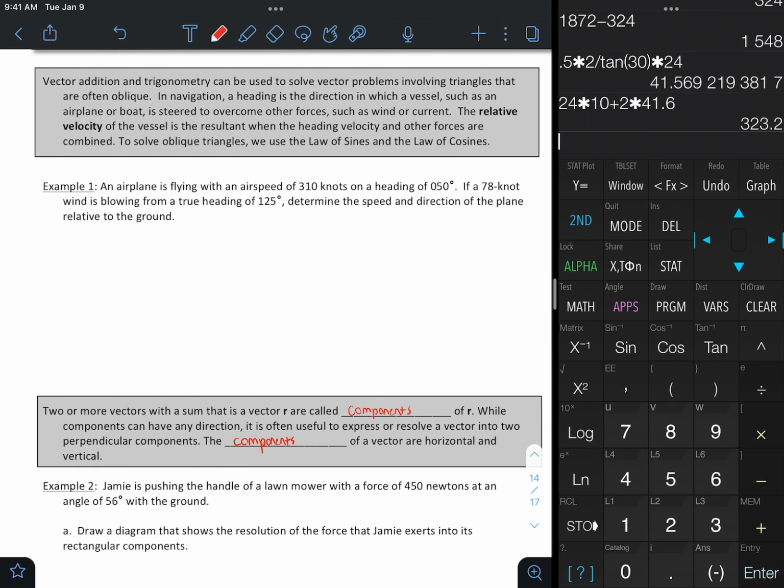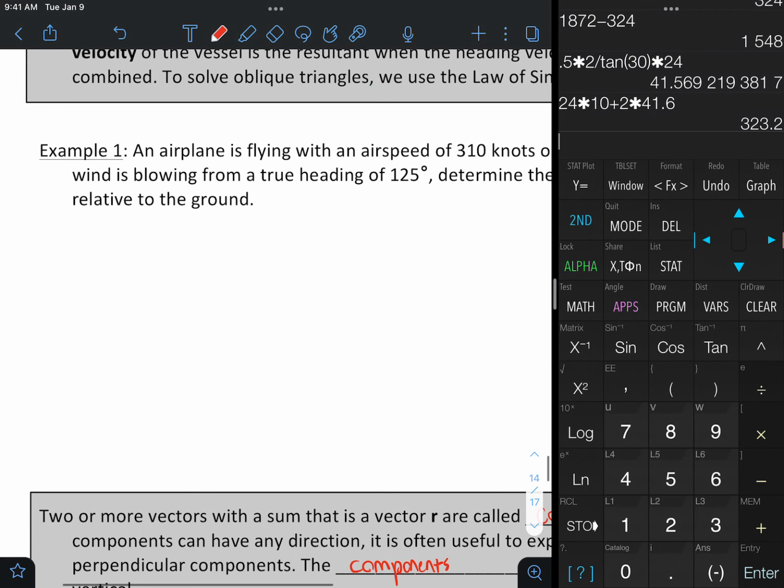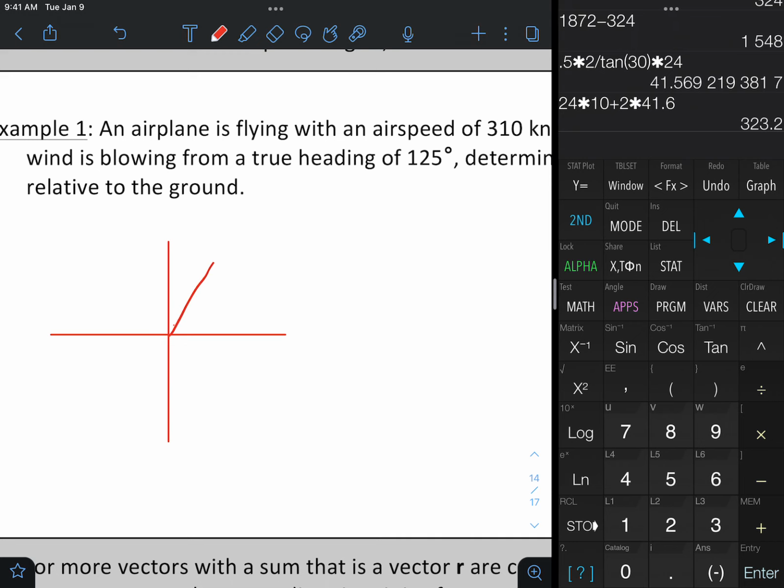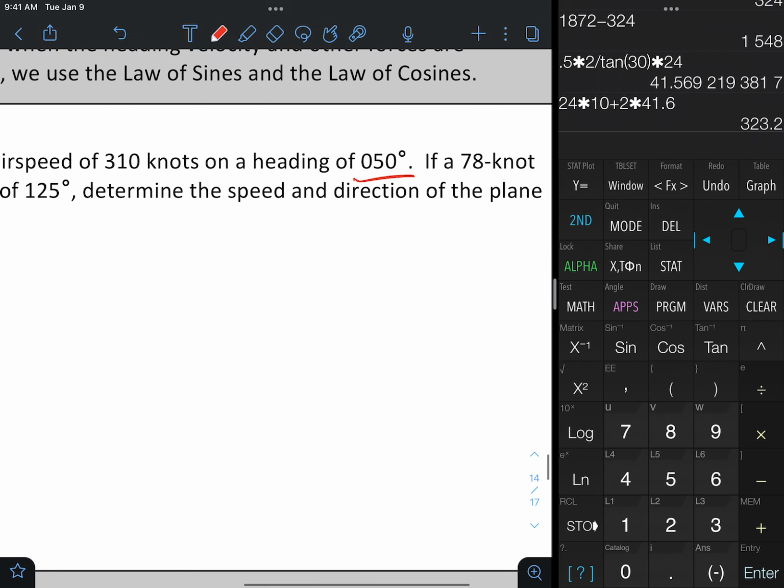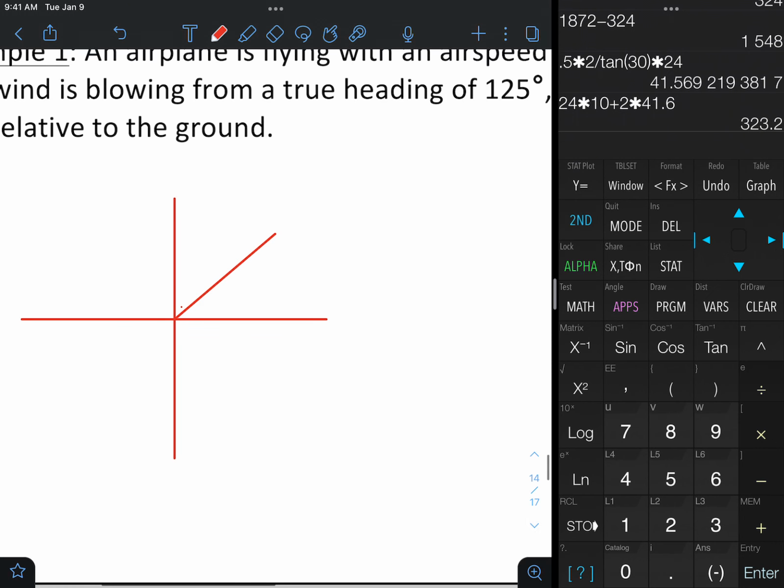So you've got an airplane flying with an airspeed of 310 knots and heading in a direction of 50 degrees. Let's go ahead and sketch that out. I would leave some space to the right, so we can write in our alternate method if you want. I'll draw my x and y axis. 50 degrees would look something like this. A true bearing is usually three numbers, and it always starts from the positive y-axis. So your 50 degrees will actually go right here.